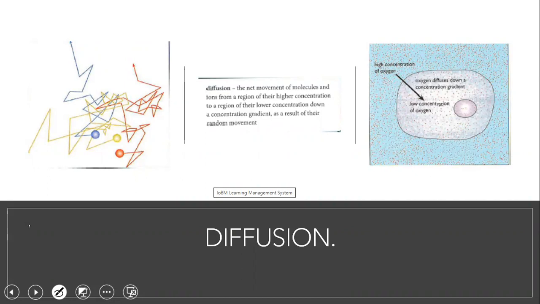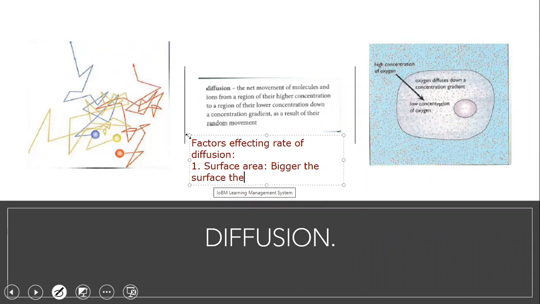Now we need to discuss the factors that are related to diffusion. What are the factors that affect rate of diffusion? And this is super duper important, right? You need to know the factors affecting rate of diffusion. One of them is surface area, right? Bigger the surface area, the faster the rate of diffusion. Remember that. Bigger the surface area, the faster the rate of diffusion.